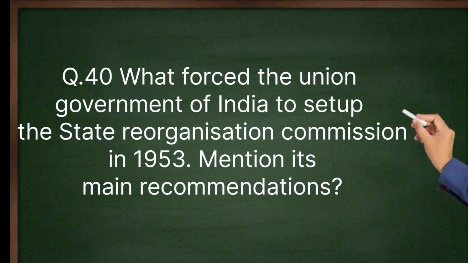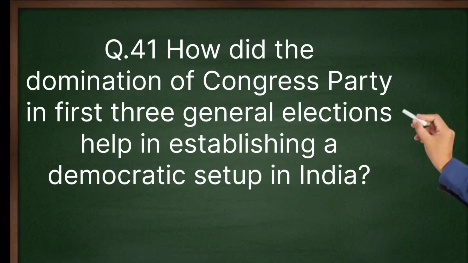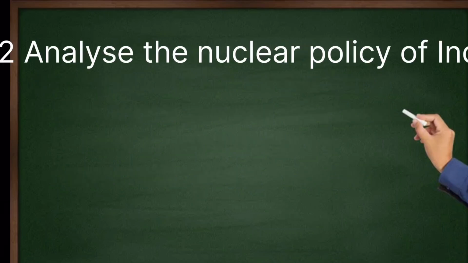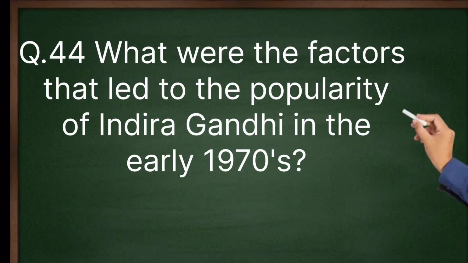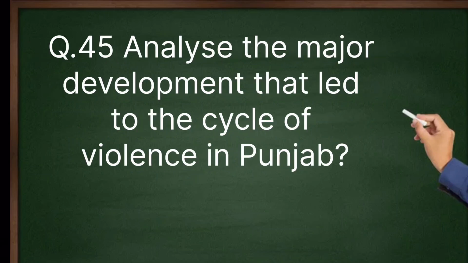What forced the Union Government of India to set up State Reorganization Commission in 1953? Mention its main recommendations. How did the domination of Congress party in first 3 general elections help in establishing a democratic setup in India? Analyze the nuclear policy of India. Describe the role of Jawaharlal Nehru in formulating and implementing the foreign policy of India. What were the factors that led to the popularity of Indira Gandhi in early 1970s? Analyze the major developments that led to the cycle of violence in Punjab.